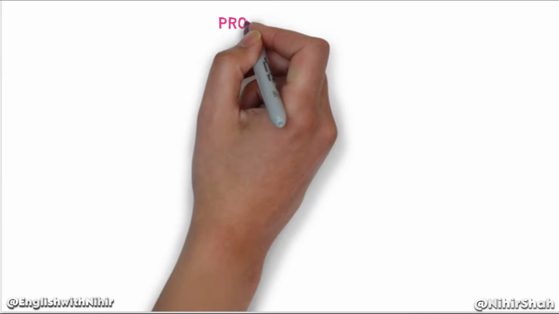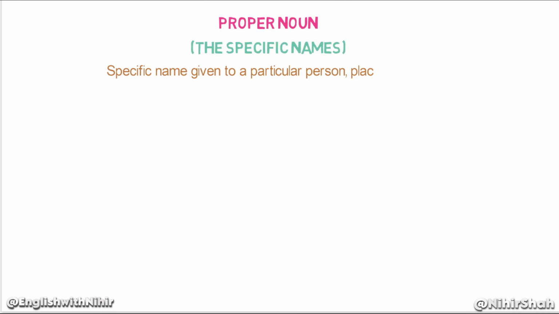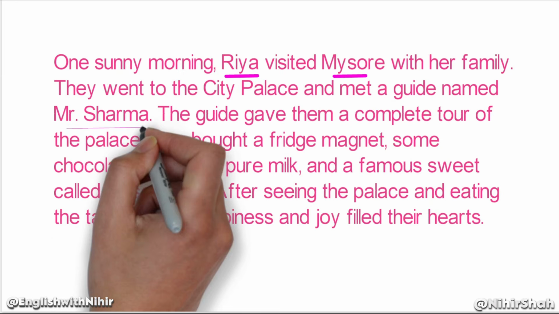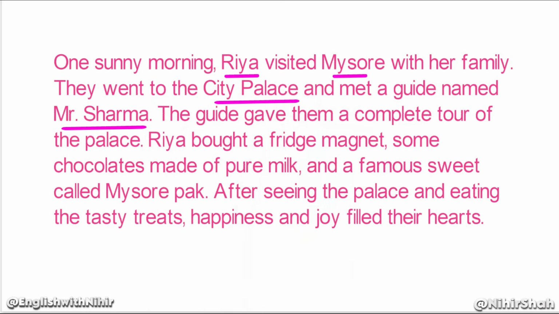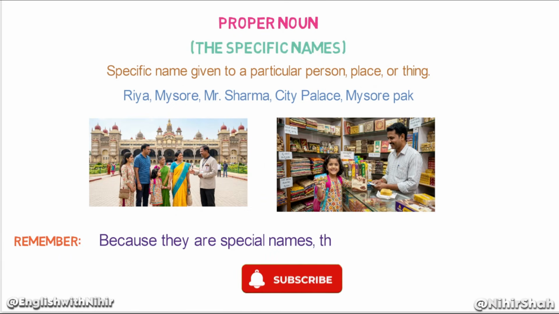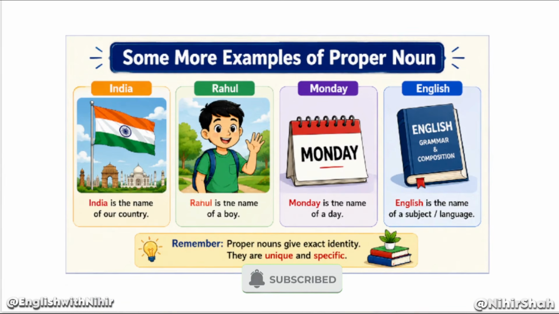First, we have proper nouns. These are special names of particular people, places, or things. In our story, Riya, Mysore, Mr. Sharma, city palace, and Mysore Pak are proper nouns. Since they are special names, they always begin with a capital letter. Here are few more examples: India, Rahul, Monday, and English.